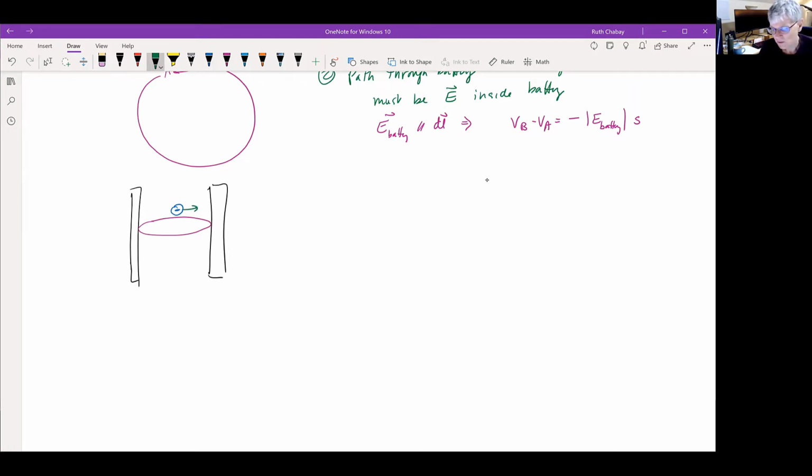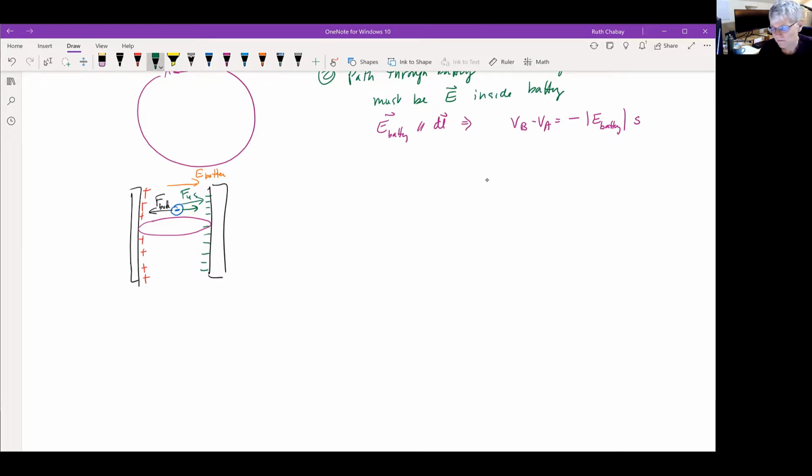Initially, it wouldn't take any work because there's no field. But as we start to pile up electrons on this plate, and this plate becomes positive, there's actually now going to be a force. There's an electric field inside the battery. So here's our E battery that exerts a force this way on the electron. And we have to, in turning the crank, exert an equal and opposite force. So we need a force by us to keep this going.